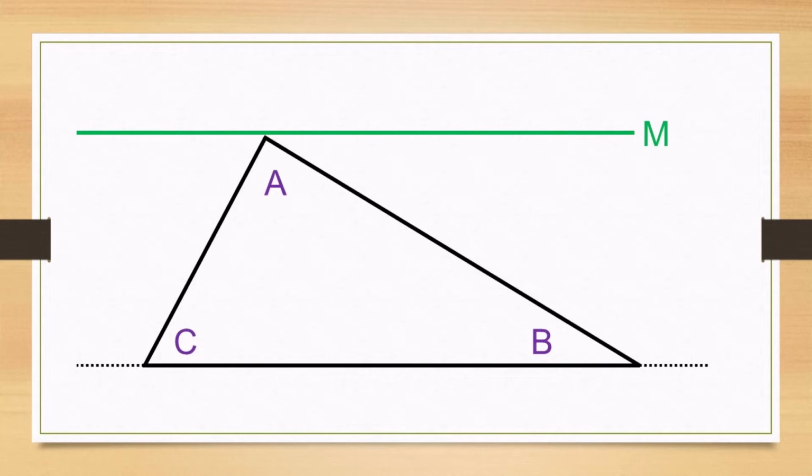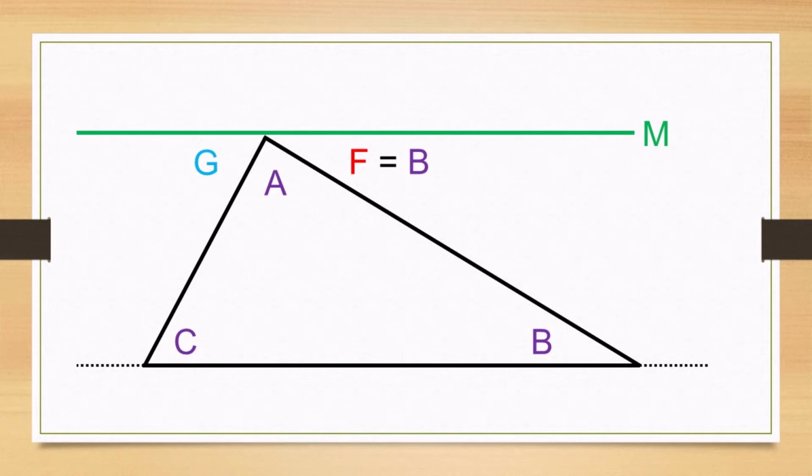First of all, let us put a line parallel to the base of the triangle on point A. Let us call this line as line M. Next, let us focus on angle F, shown here in the red color. Angle F and angle B are actually equal. This is because both angles are actually alternate interior angles.